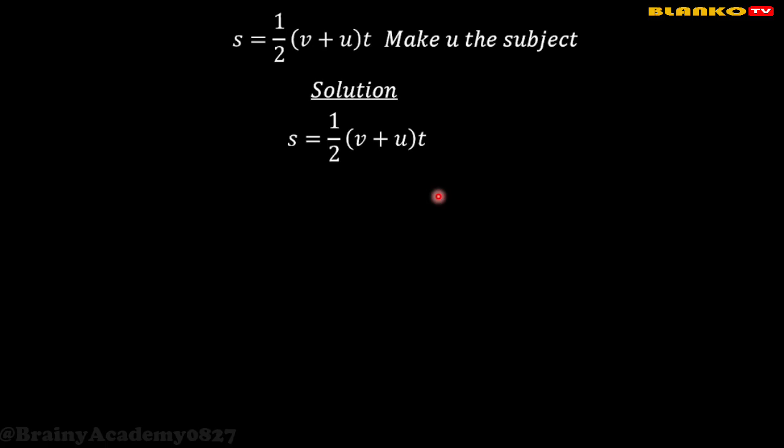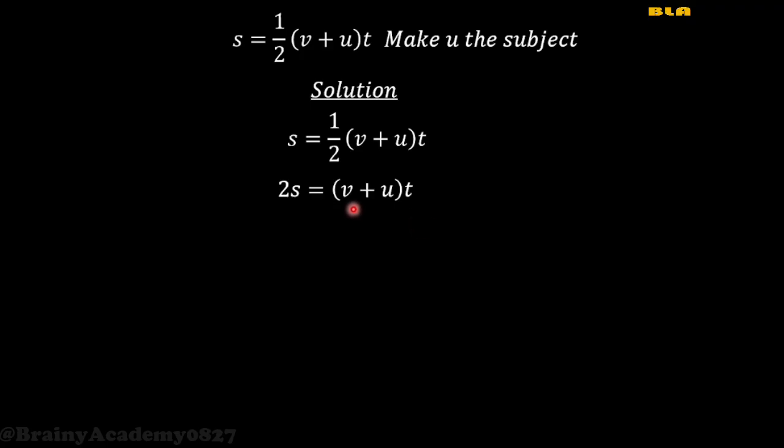We have s equals 1 over 2 times (v plus u) times t. Make u the subject. So the solution: we are given s equals 1 over 2 times (v plus u) times t, and we have to make u the subject. What we are going to do is multiply both sides by 2, and this gives us 2s equals (v plus u) times t.